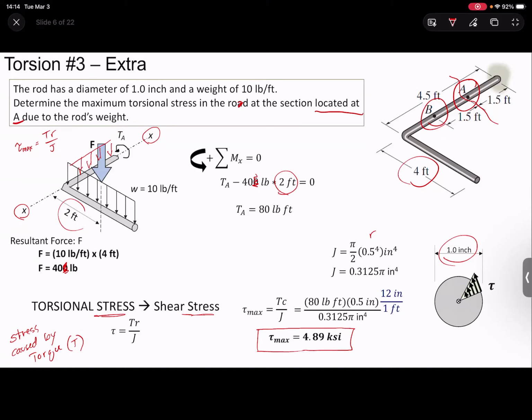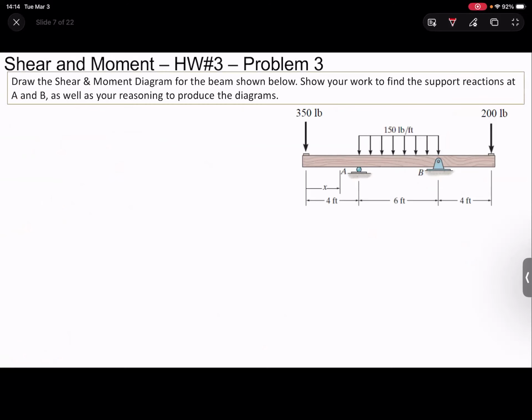Okay, so I know this one wasn't on your homework, but I think going through it, and especially understanding what torsional stress is and where the maxes are, will be helpful. All right, let's go to one that should be more familiar.